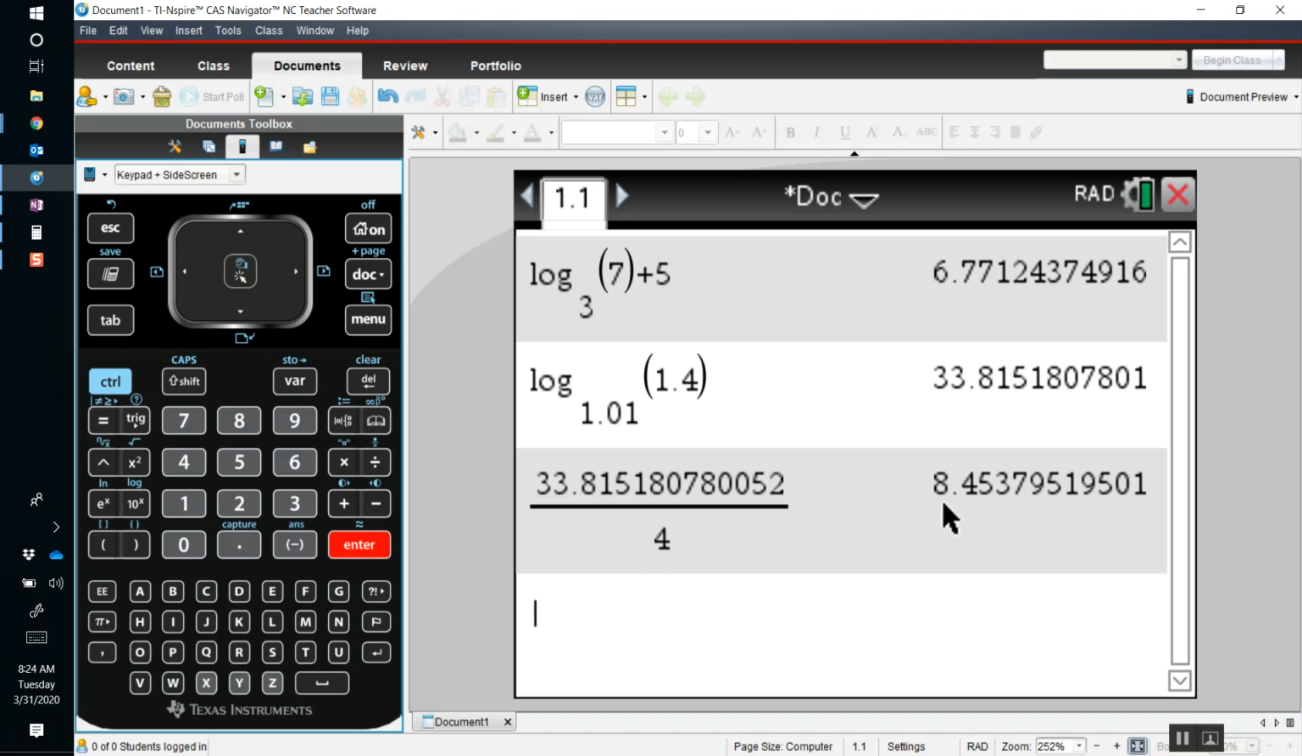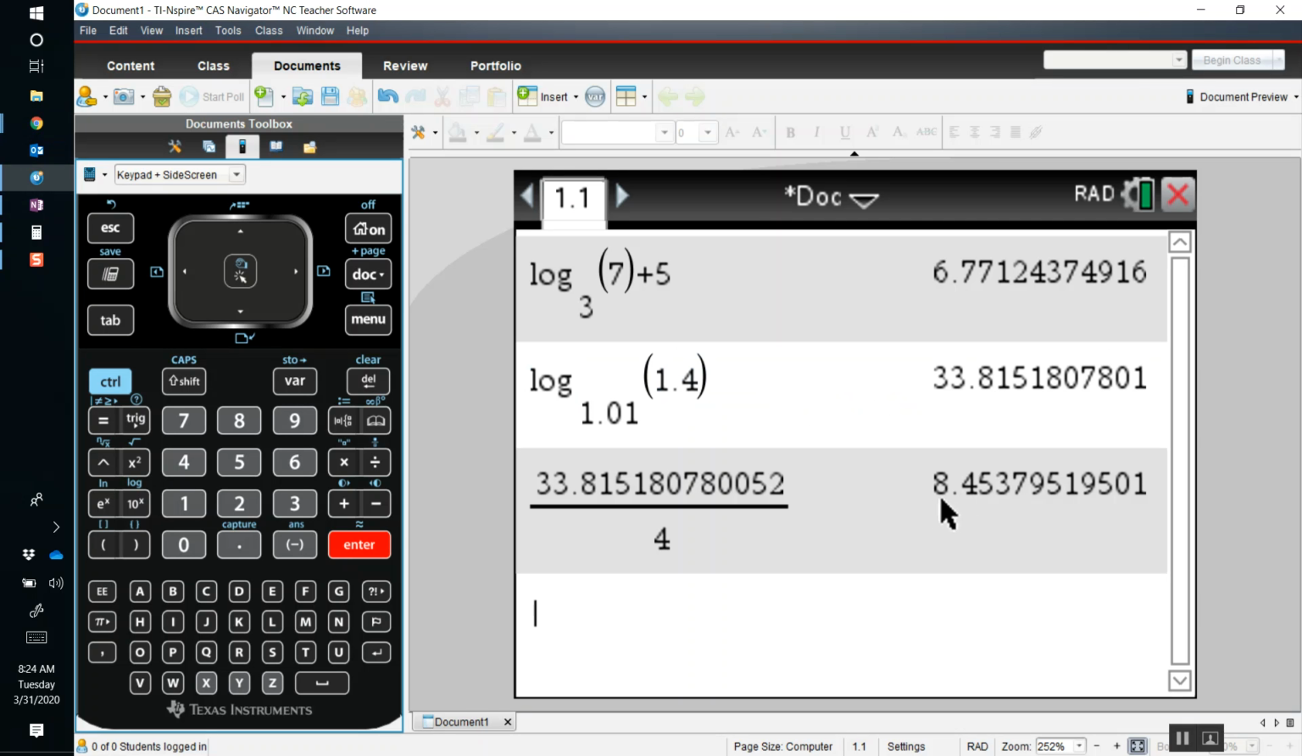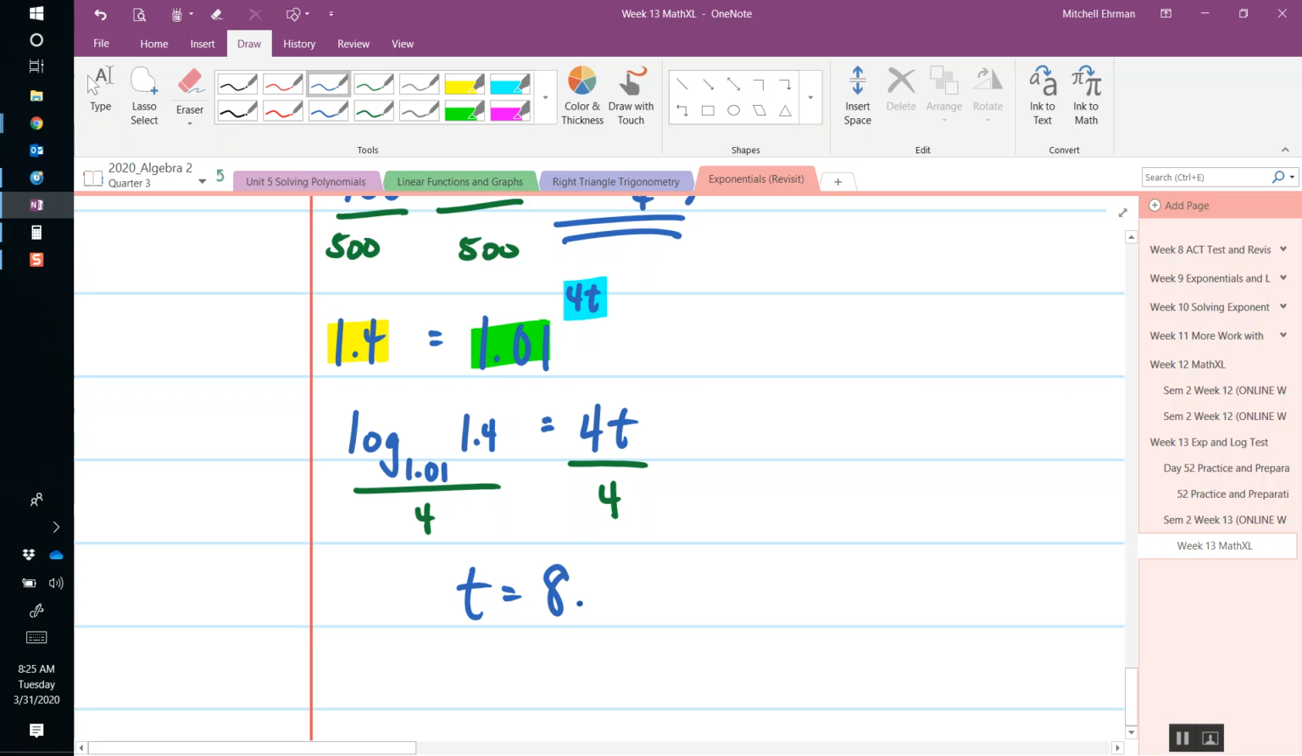And here we have a result of 8.453795. The instructions on MathXL say to round to the nearest tenth, so that's the first decimal place, and I like 8.5 for that result. This 4 gets rounded up because of the 5 next to it. So t is equal to 8.5.